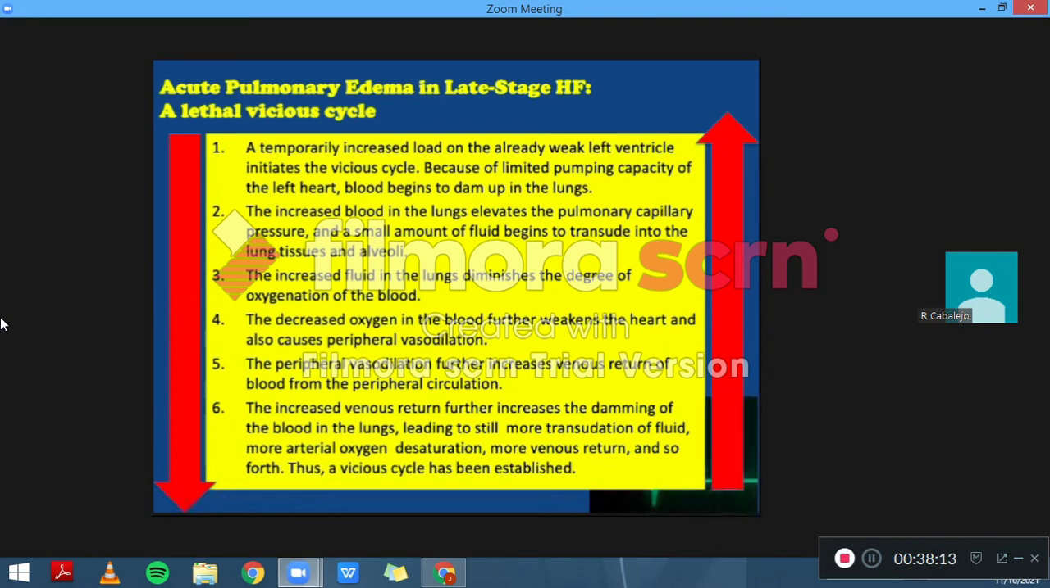The increased fluid in your lungs diminishes the degree of oxygenation in your blood. And then your hypooxygenation in the blood further weakens the already weak heart, and it causes peripheral vasodilatation. This peripheral vasodilatation further increases your venous return of the blood from the peripheral circulation. And then the increased venous return further increases damming of blood into the lungs, leading still to more transudation of fluid, more arterial hypooxygenation, more venous return, and so forth. Thus, a vicious cycle has been established.